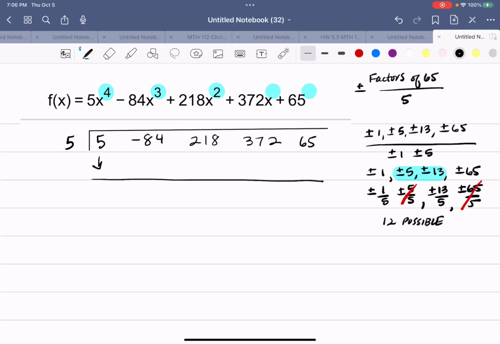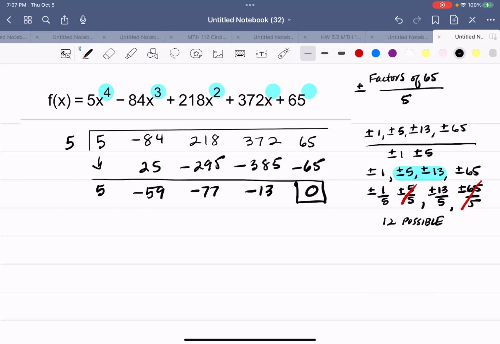I'm going to drop the 5. 5 times 5 is 25. Negative 84 plus 25 is negative 59. 5 times negative 59 is negative 295. So 218 minus 295 is negative 77. 5 times negative 77 is negative 385. 372 minus 385 is negative 13, and 5 times negative 13 is negative 65. We have found our first zero.